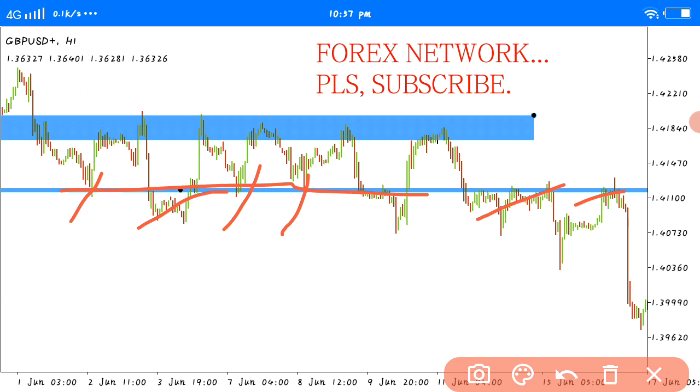Once support gets broken, it becomes a resistance, meaning what? When the market gets there again, there's a high level of what? Of sellers coming into the market. And the same thing happens to resistance. When resistance gets broken, it becomes our level of what? Our level of support. So that's it for this particular market. That's it for this particular video.